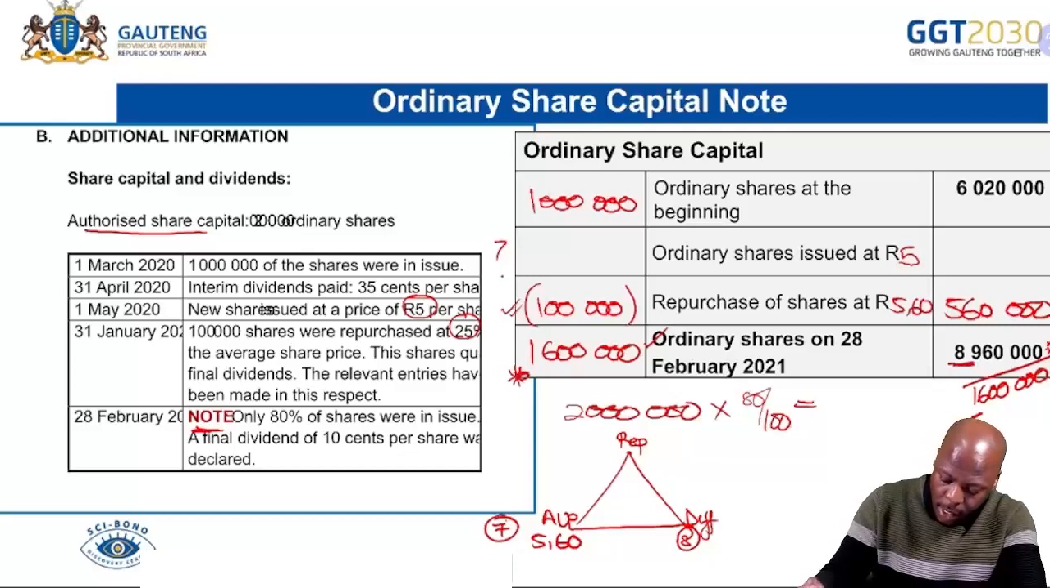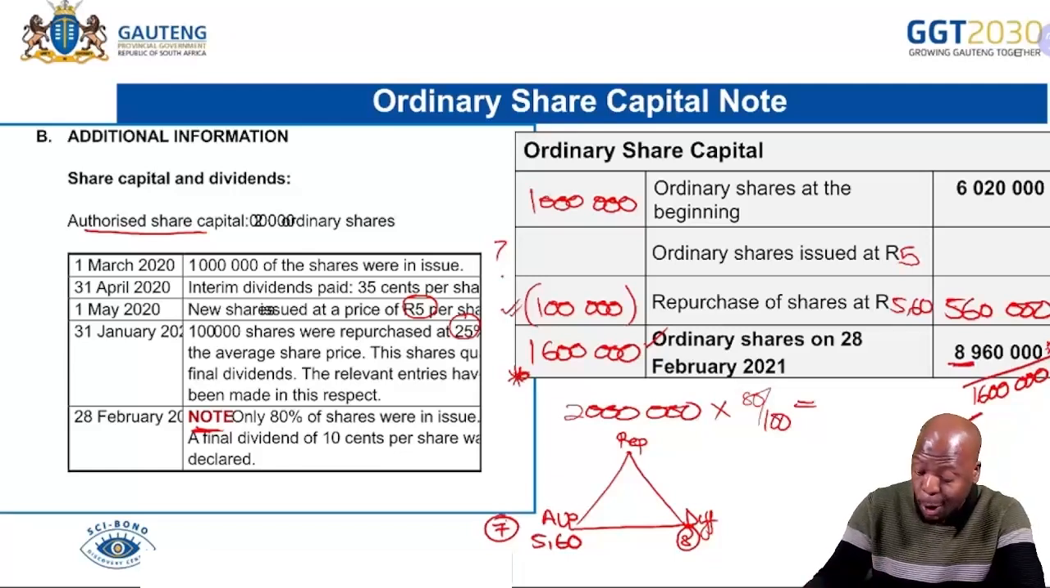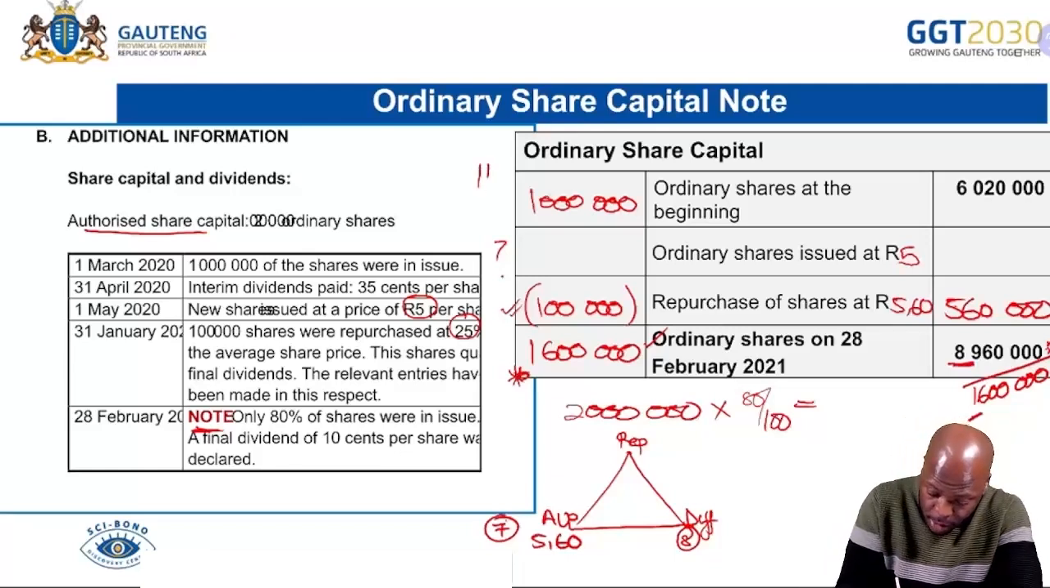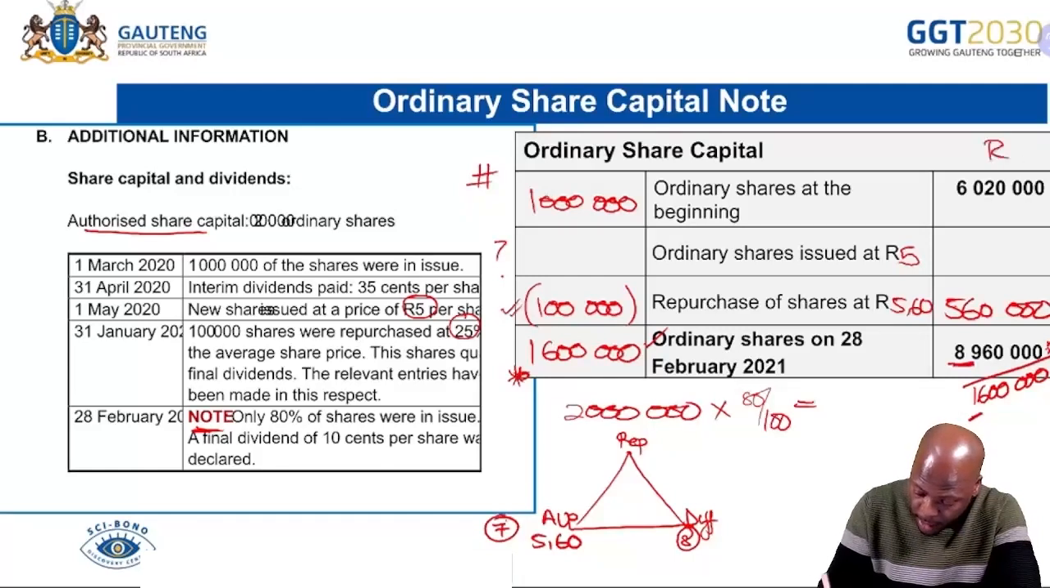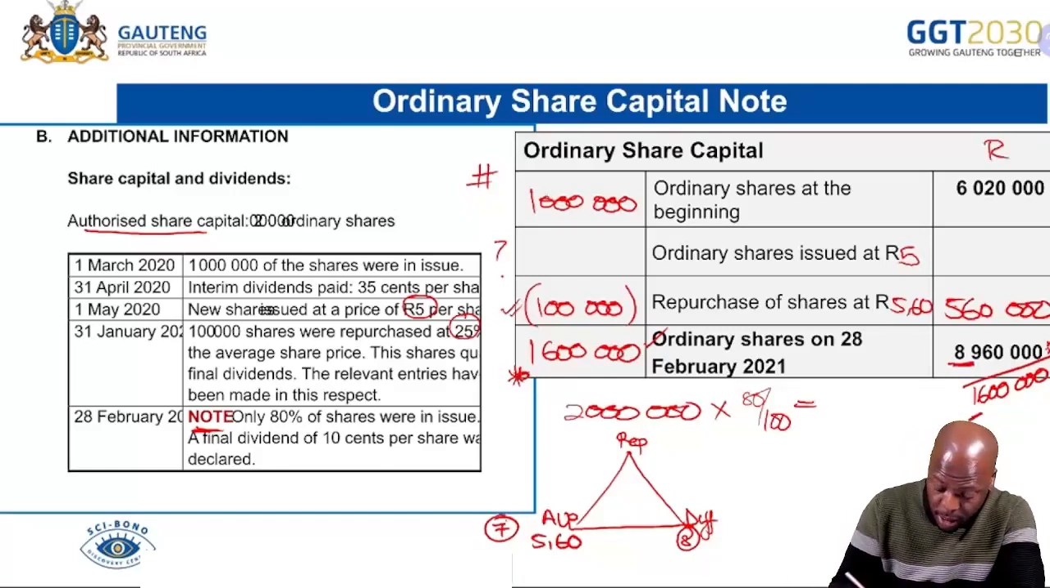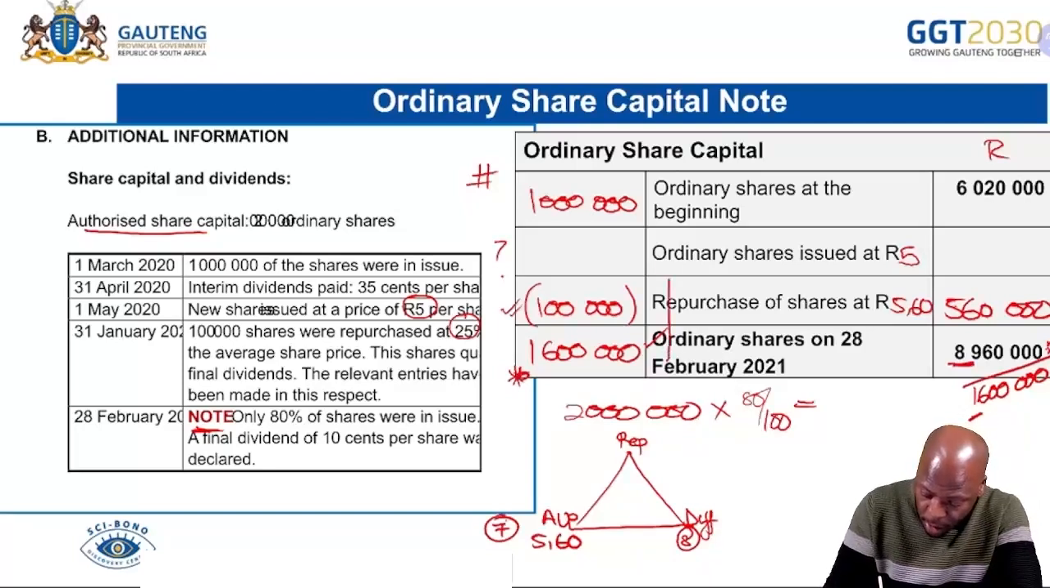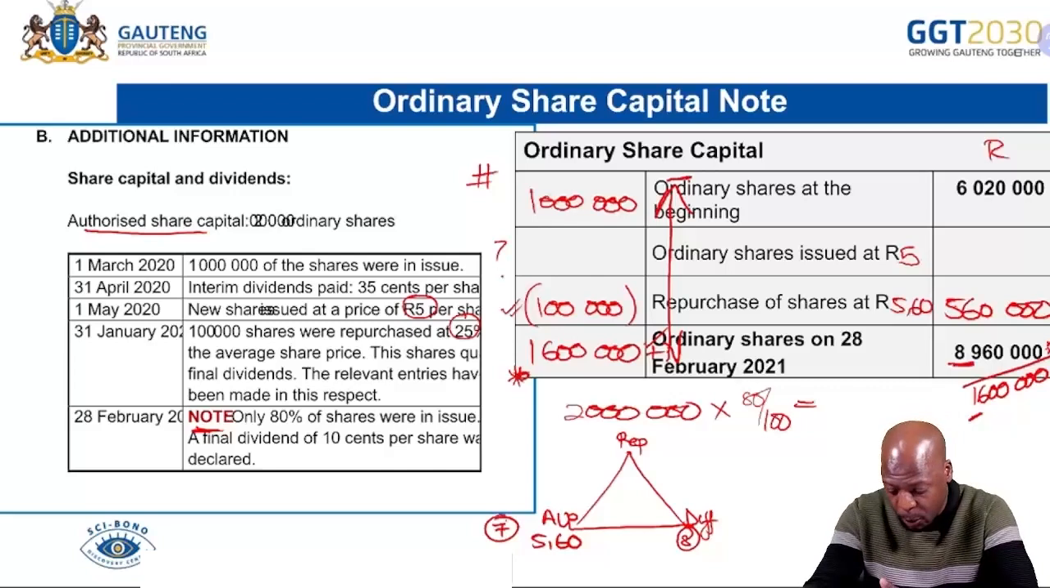Now you are able to get your missing amounts. Let's start getting your missing amounts. The first amount that you can get, you can either get the number or you can get the rand. This is the number of shares and here is the rand. Let's start first with the number. If you want to get the number, you will do your calculation going up, and the sequence is when you go up you subtract, but when you go down you add.